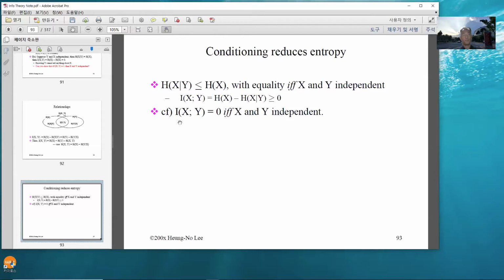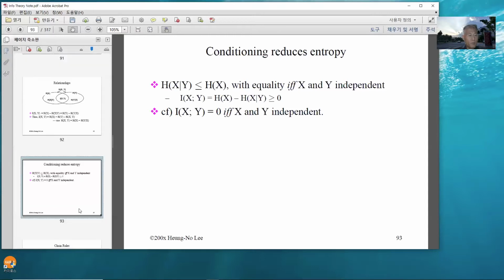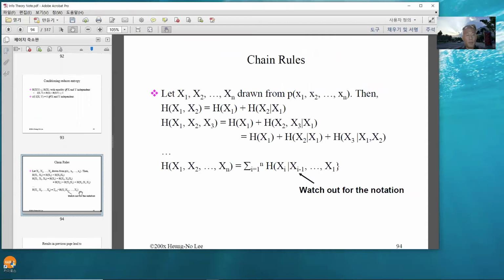And then one example is this. Basically, mutual information is equal to 0 if and only if x and y independent. So compare with this one. When you do this, basically, that is the equality case. Okay. All right, now let's move to the next page.